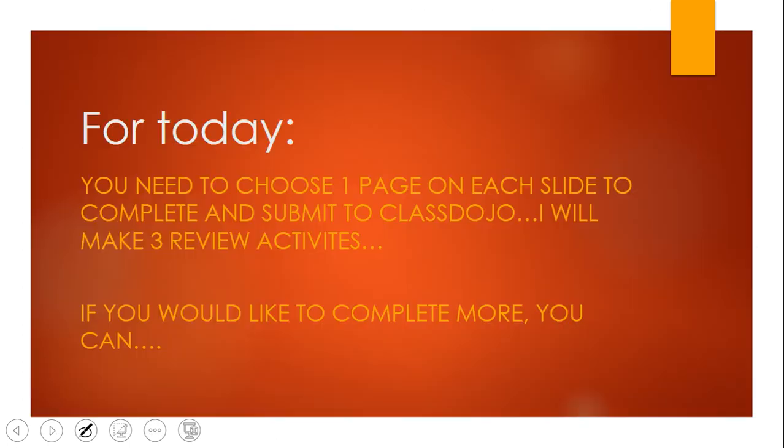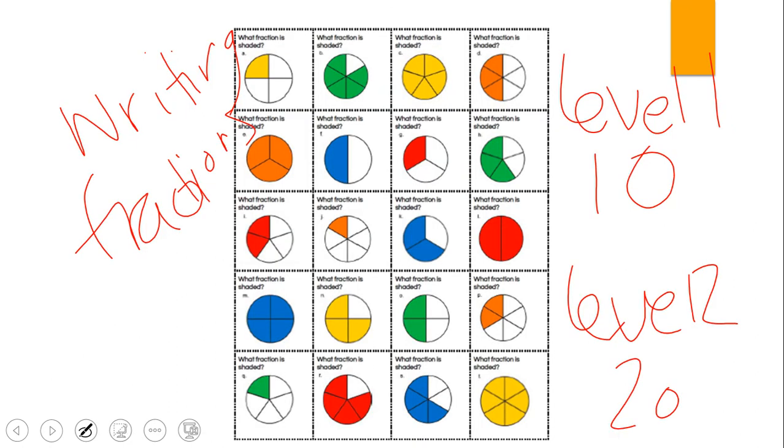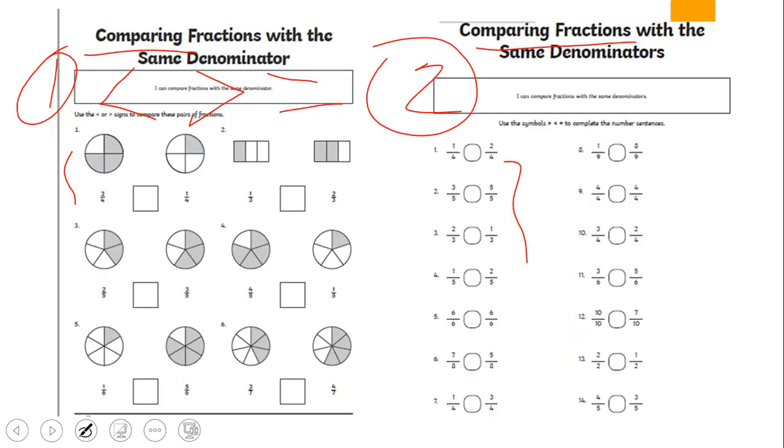So you need to choose 1 page from this screen. So equal parts page 1, equal parts page 2. You need to choose level 1, which is 10 questions, or level 2, which is 20 questions from your writing fraction page. And then you're going to choose page 1 or page 2 from your comparing fractions page, all right? And that is what you're going to do for me today, and then you're going to submit each page into the activity in Class Dojo. So there will be 3 different activities, so please pay attention to what ones you're doing.